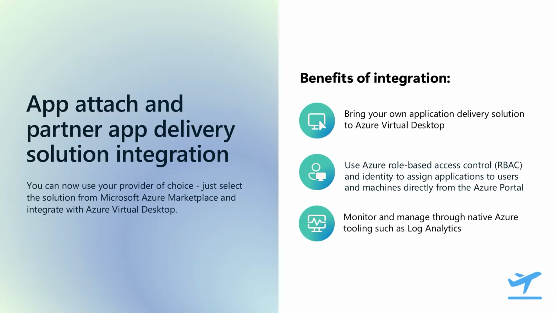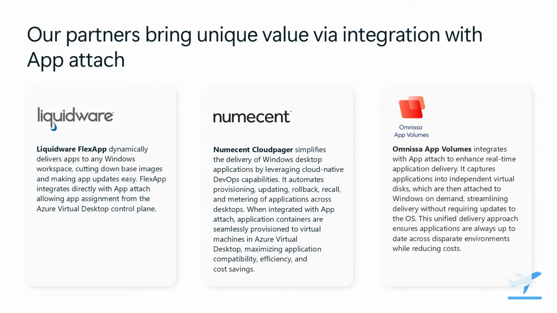Also, now you can monitor and manage those applications through Azure native tooling. You do not have separate islands of data and management that you have to swap between. You can do pretty much anything through the Azure portal. There are 3 launch partners for this. Hopefully you know who they are. If you're using one of these launch partners on premises, then you can absolutely pick up your existing environment and bring it straight into Azure and AppAttach. You can even run a hybrid environment, so you can run on-premises versions of these applications and run them in Azure Virtual Desktop as well.